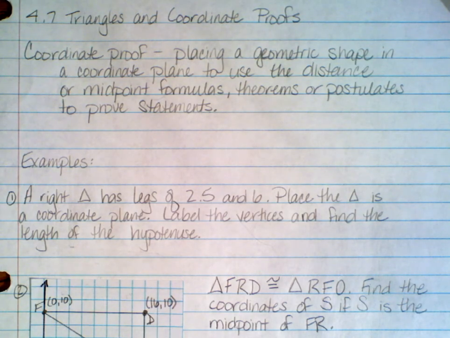So first, what is a coordinate proof? A coordinate proof is when we place a geometric shape on a coordinate plane and use the distance or midpoint formulas, theorems, or postulates to prove statements. So again, we're going to take our geometric shape, a triangle, parallelogram, whatever it might be, and lay it on a coordinate plane.